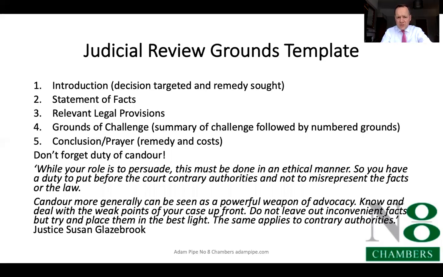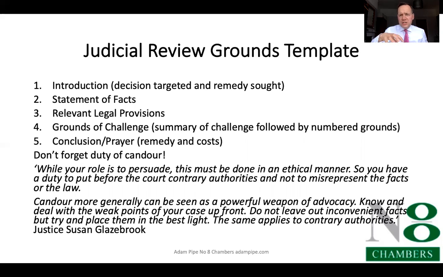Then what are your grounds of challenge? And going back to that quote from Mr. Justice McCluskey, give a summary paragraph and then follow them by numbered grounds. So ground 1, failure to properly consider insurmountable obstacles. Ground 2, failure to assess Article 8 outside the rules. And then a conclusion or a prayer. You know, we say for these reasons, the decision is flawed. The decision should be quashed. The Secretary of State should reconsider. And don't forget to ask for costs.